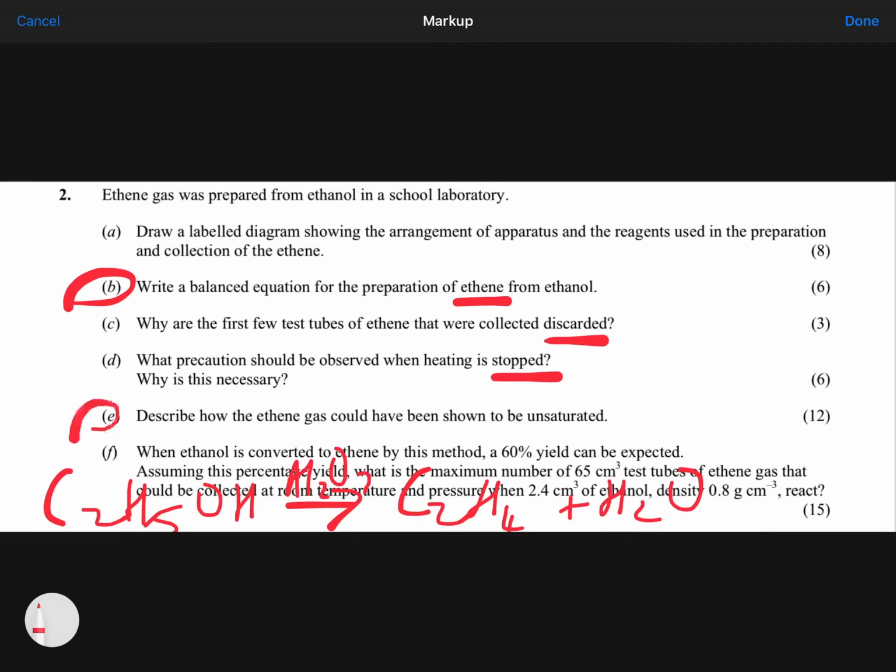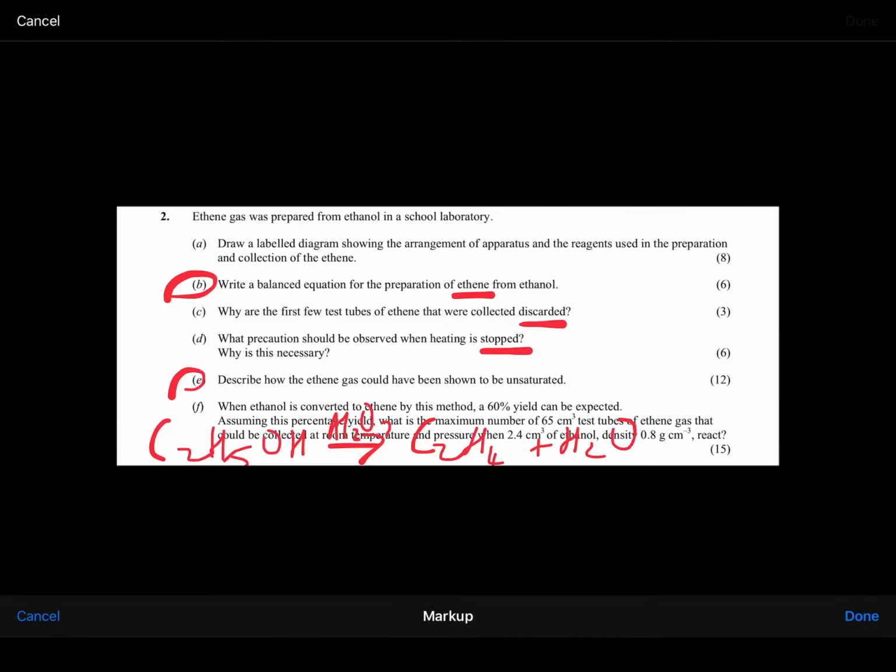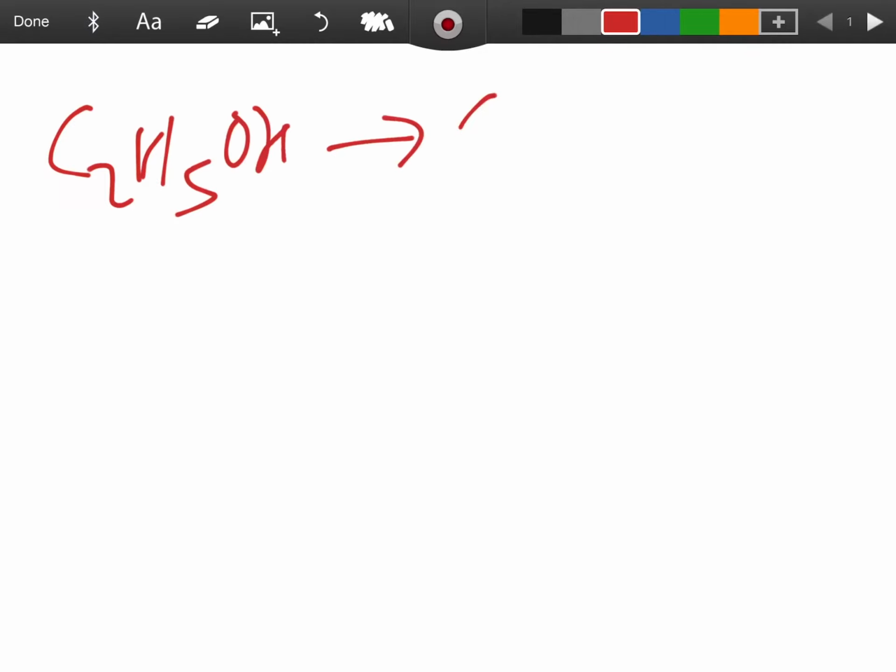And describing the test now. How could you show that ethene is unsaturated? Well, you're going to use your bromine water or your acidified KMnO4. Remember that you say stopper and shake and the colour change, okay?